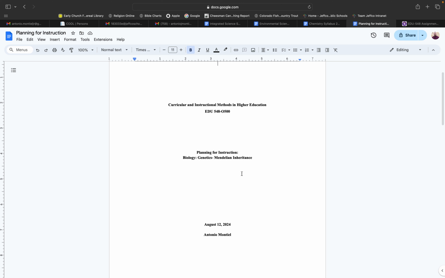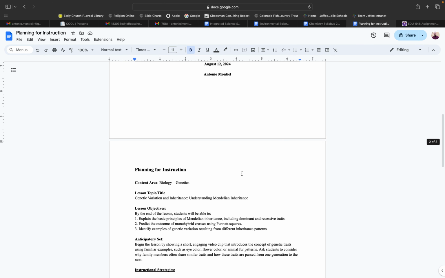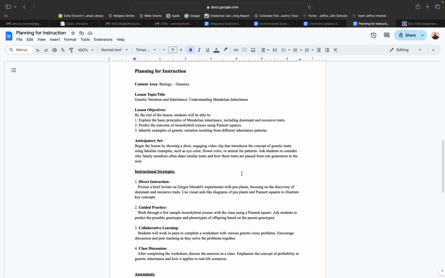It will be specifically in biology, and the subtopic is genetics, Mendelian inheritance. And here we go. So, planning for instruction. The content area again is biology, specifically genetics, genetic variation, inheritance, understanding Mendelian inheritance.